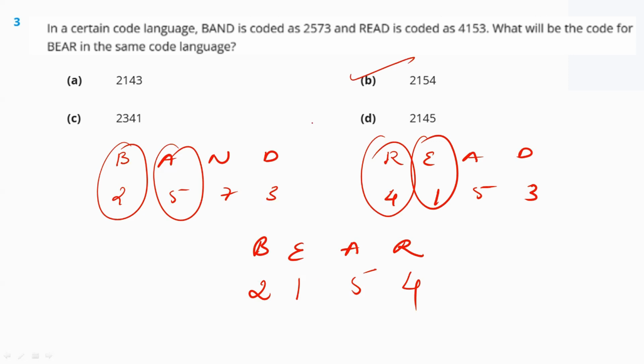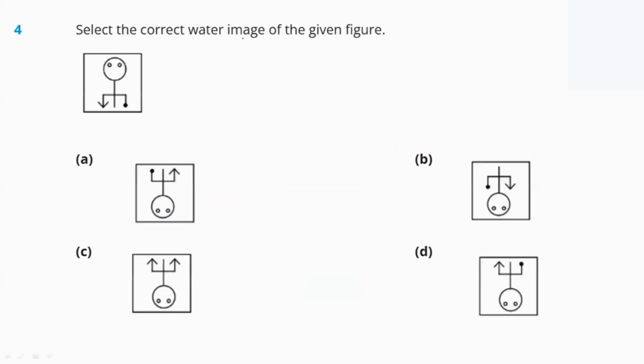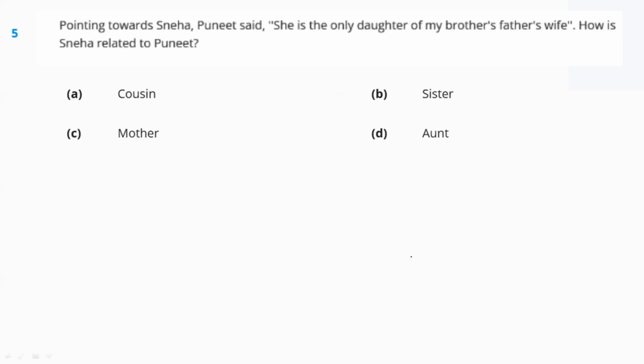Okay, next question. Select the correct water image of the given figure. How will the water image of the given figure look? The image will be formed at the bottom of this object. So the image would be something like this. The dot will be facing towards the dot and the arrow will be facing towards the arrow. So option number D is our correct answer. It shows the same kind of mirror image, water image, sorry.